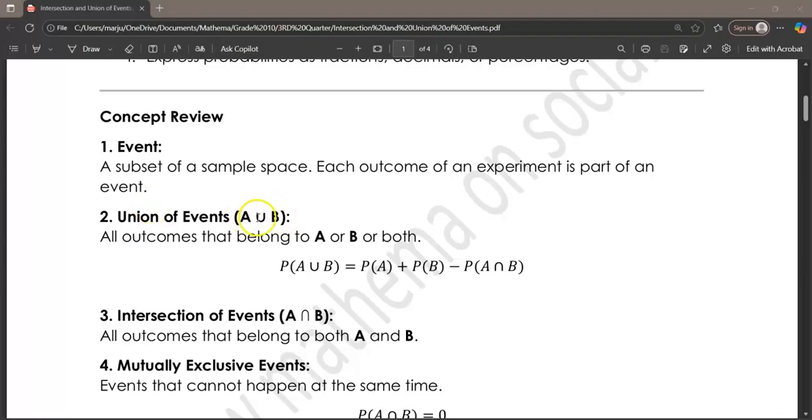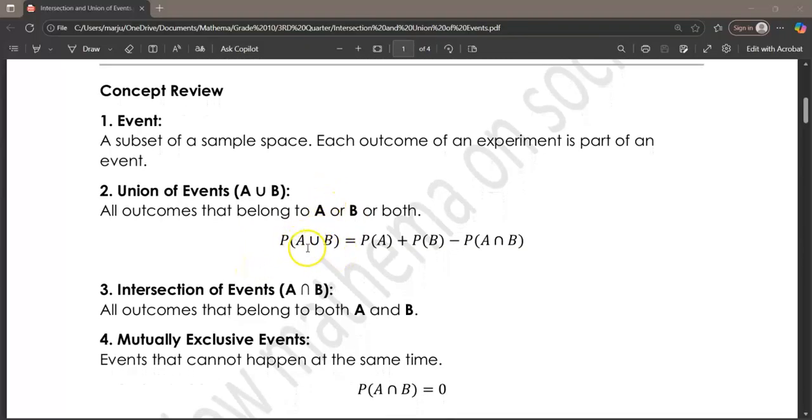Number two, whenever you see this sign that looks like a letter U, that means union. So when you talk about union, you are going to add everything. For example, the union of A and B, all outcomes that belong to A or B or both. So this is our formula. The probability of the union of A and B is equal to the sum of the probability of A and B minus the probability of the intersection of A and B. You are going to understand this one better later when we have our example.